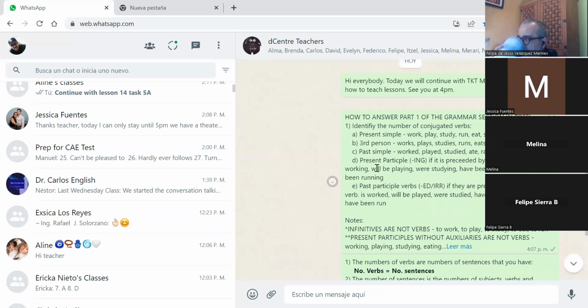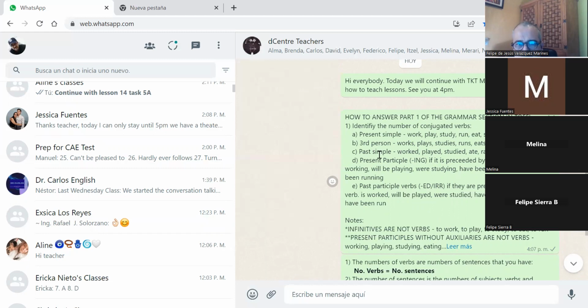So the person works, plays, studies, runs, eats, and sleeps. And the past simple: worked, played, studied, ate, and ran. So these are 3 conjugations, which you can say stand on their own. There are 2 other conjugations that need auxiliaries.